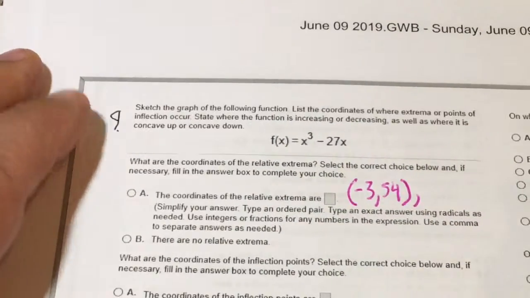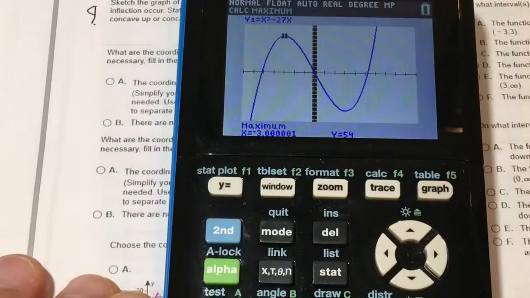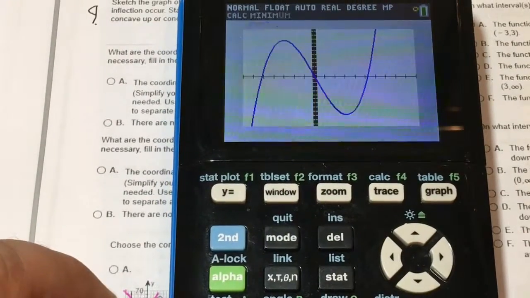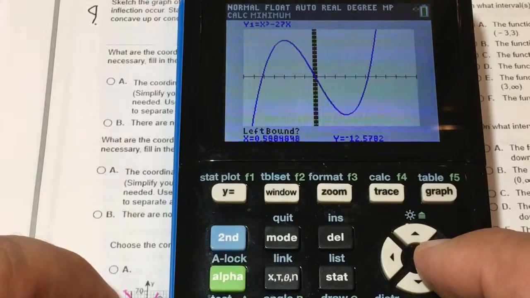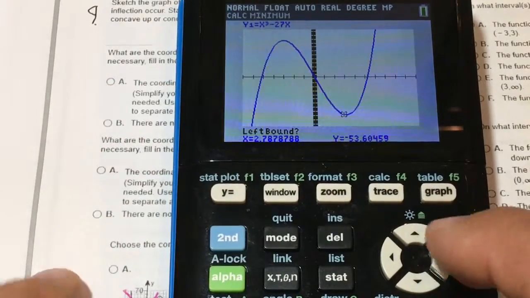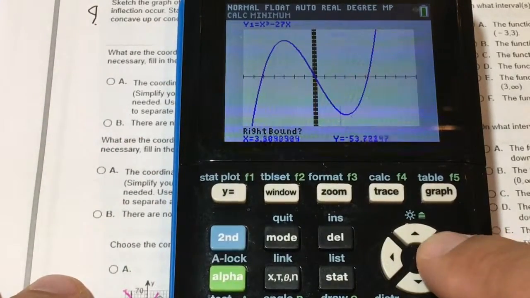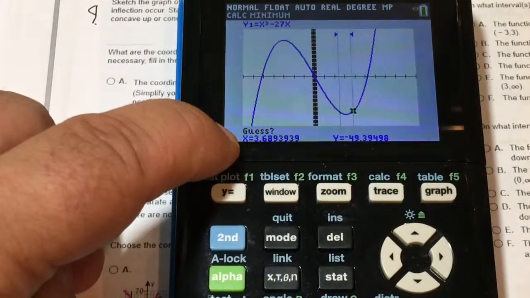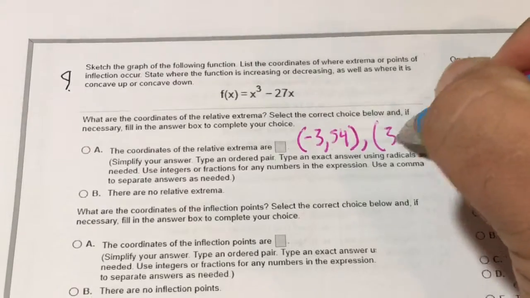Now I'm going to get the minimum. So I'm going to hit second calc, and this time I'm going to get the minimum. I have to scroll until I get just to the left. It's looking for the left bound. Notice it says the word left bound. So I want to get a little bit to the left of the minimum, and then I want to go to the right of the minimum. That's why it's asking for the right bound. And that's going to be 3, -54. Notice it's a little symmetric. So that's going to be 3, -54.